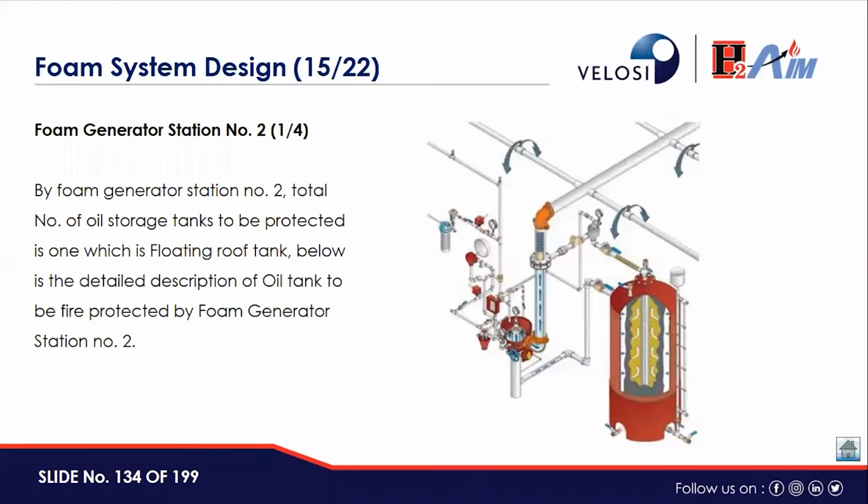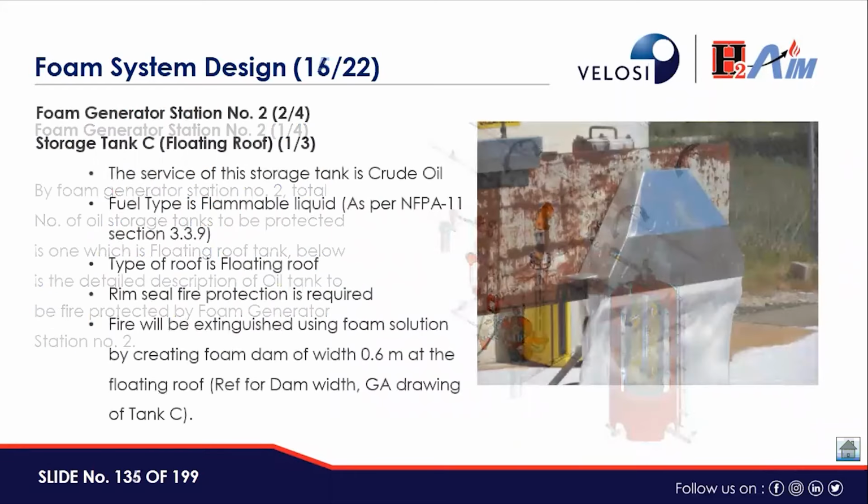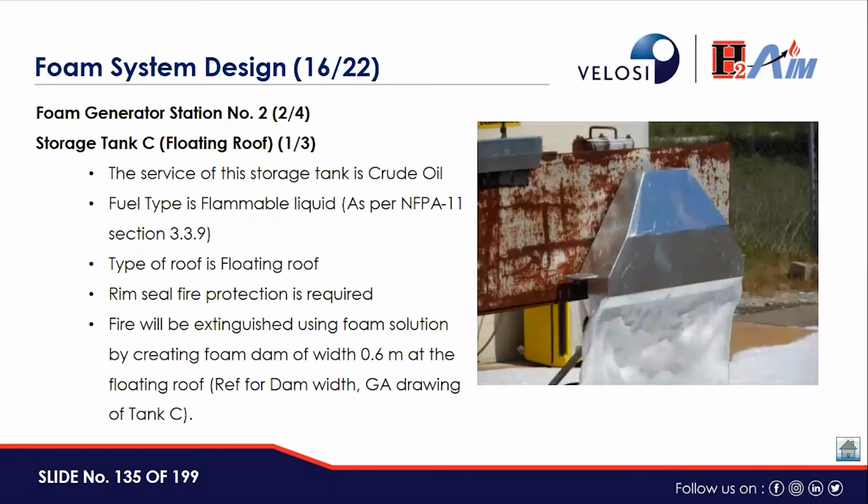Similarly, for foam generator station number 2, the oil storage tank to be protected by this station was a floating roof tank. The service of this storage tank was crude oil storage. Fuel type is flammable liquid. Type of roof is floating roof. Rim seal protection is required.